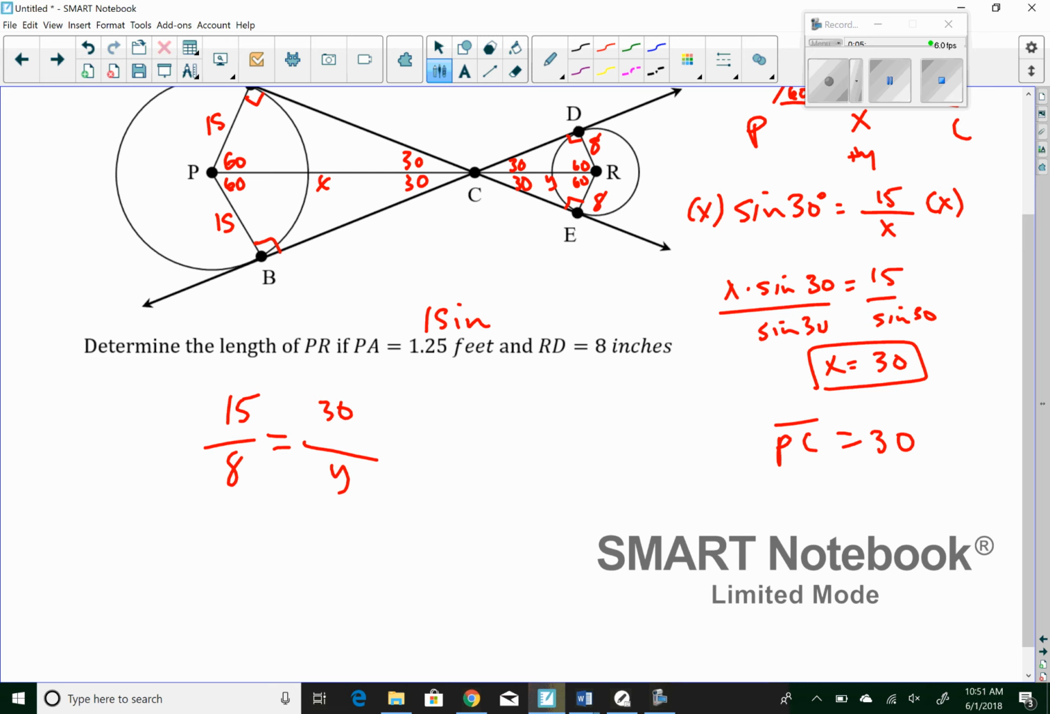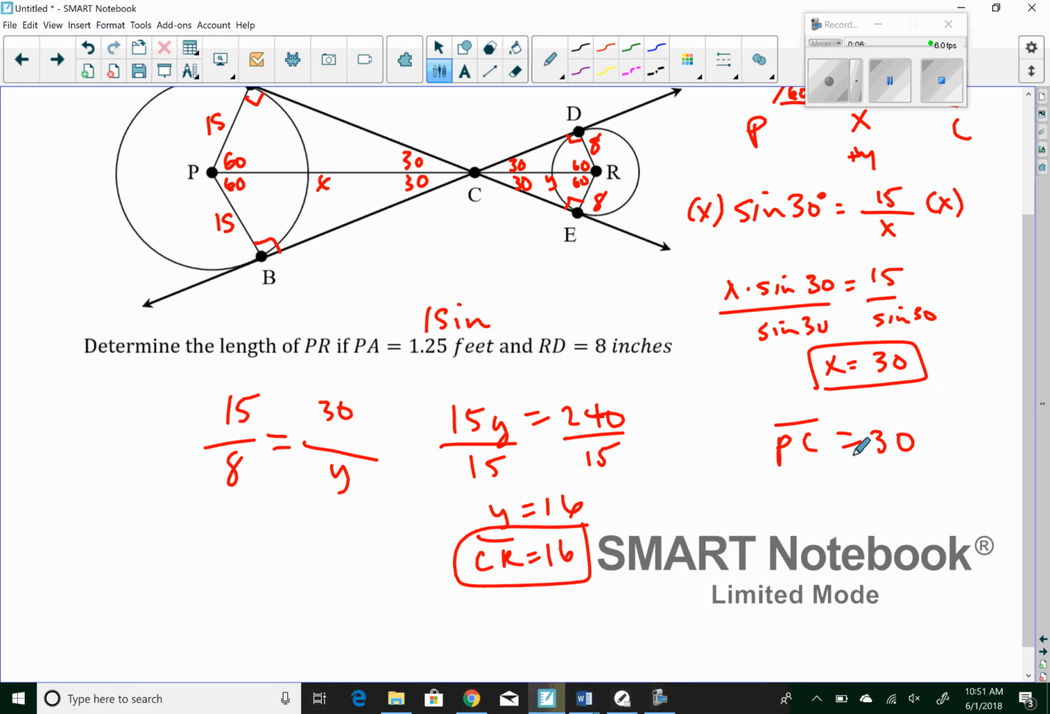Cross multiply, I get 15y is equal to 8 times 30, which is 240. Divide both sides by 15, and I get y is 16. Now y, remember, was the distance from C to R. So I now know the distance from P to C and from C to R. So the distance from P to R is going to be the sum of those two. So it would be 46 inches.